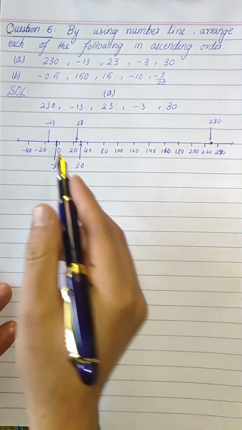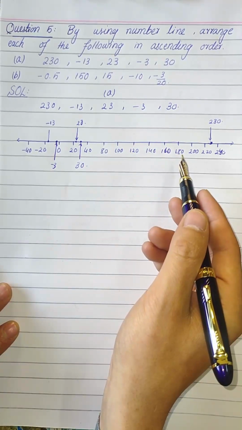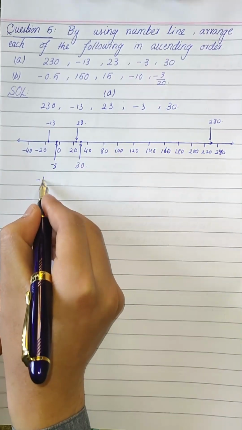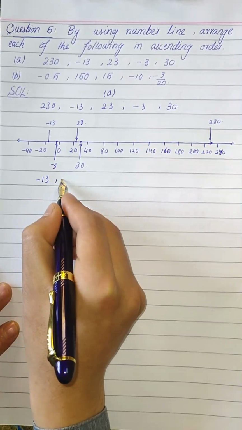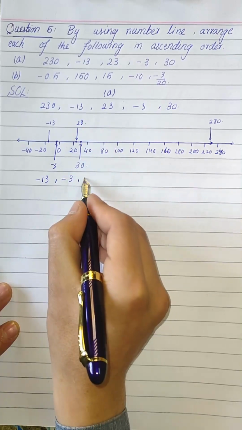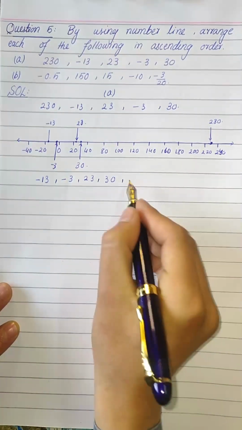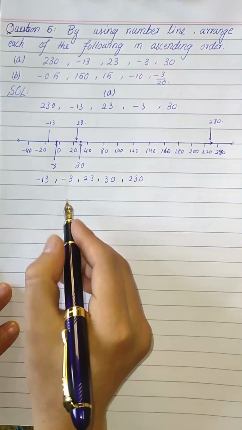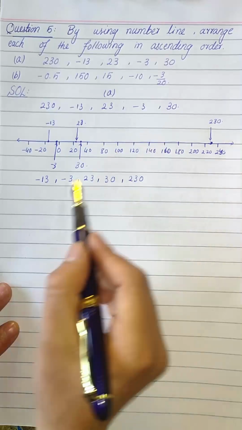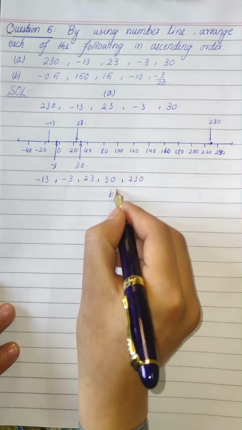So now we just have to arrange these values in ascending order by using the number line. So first of all, the smallest value here given is minus 13, and then we have minus 3, and greater than minus 3 there is 23, and then there is 30, and then we have 230. So we have used a number line and arranged these values in ascending order. And now we move on to part B.